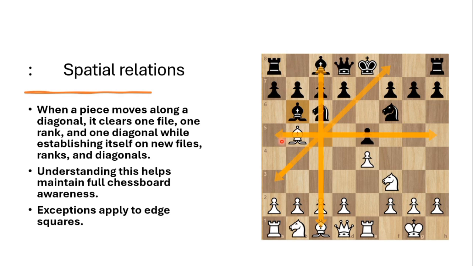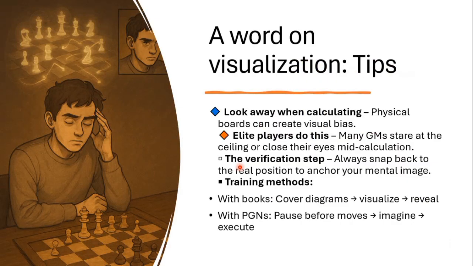So what happens when we move along a file? What happens when we move along a rank? What happens when we move along a diagonal, right? Certainly this doesn't apply to knights. It applies to your linear pieces, your bishop, rook, and queen. So just keep that in mind. It can help prevent blunders. It can also help improve visualization when you're calculating very deeply.